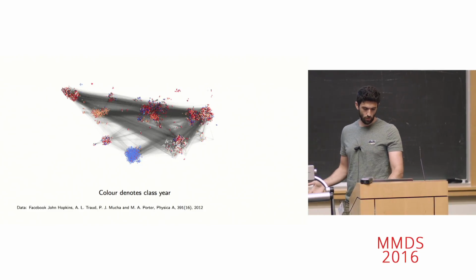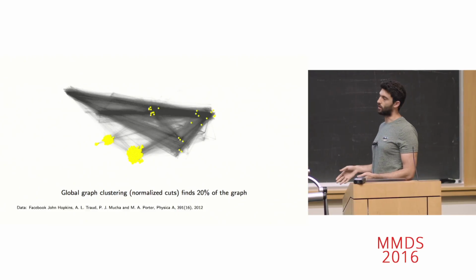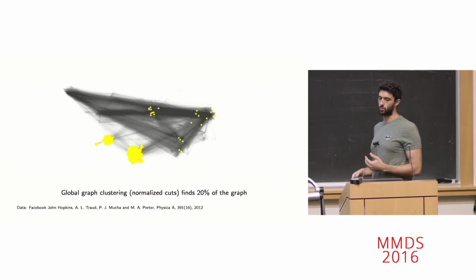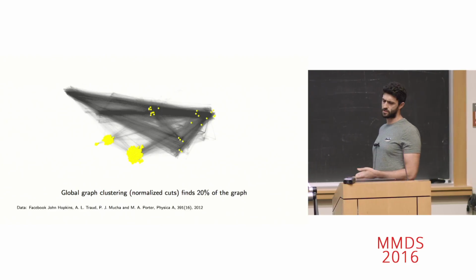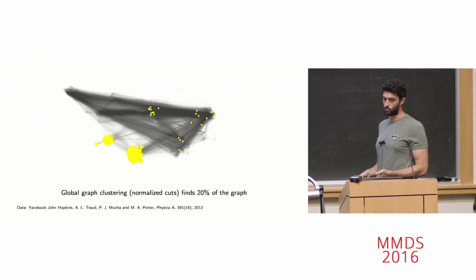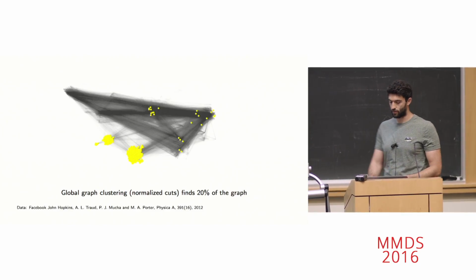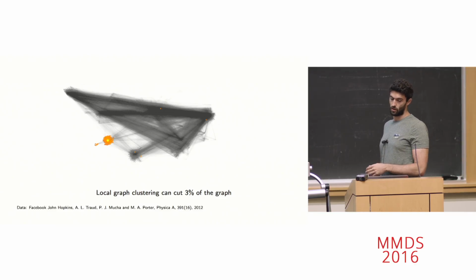Again, what we want to find here is some of these clusters. If we run a global procedure, normalized cuts, we'll get a cut, denoted here by the yellow nodes. And this is about 20% of the graph. But as I said, we might want to recover small-scale structure in this graph. For example, I might want to recover this cluster, which is just 3% of the volume of the whole graph.